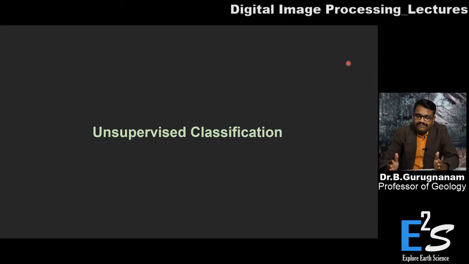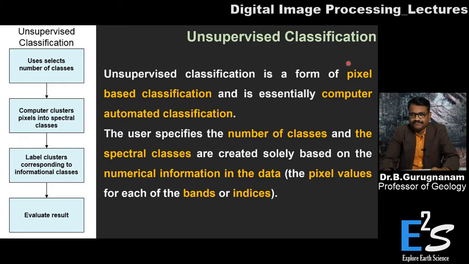Suppose your pixel values vary between 0 and 100, you can ask your system to divide into 10 divisions. Immediately your system will do 0 to 10 as one sector, 10 to 20 as another sector, then 30, 40, 50, and so on. So you will get 10 different combinations of your pixel value differences, and you will get the end result of 10 divisions of classification. This is the basic concept of unsupervised classification. Let us see what exactly it is and what the advantages and disadvantages are.